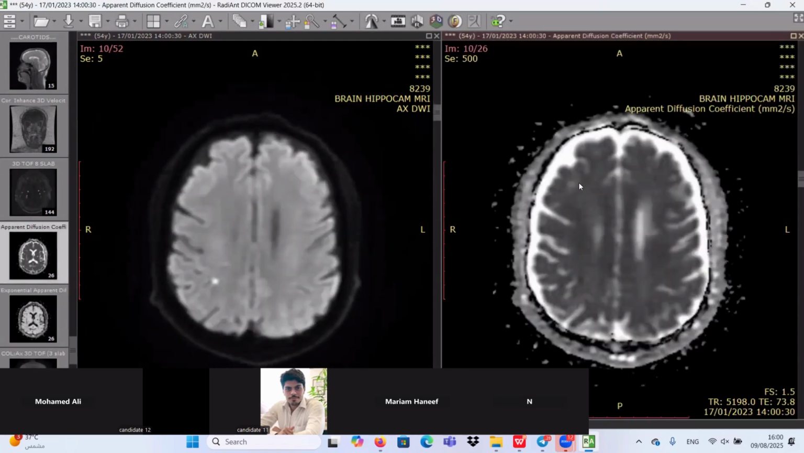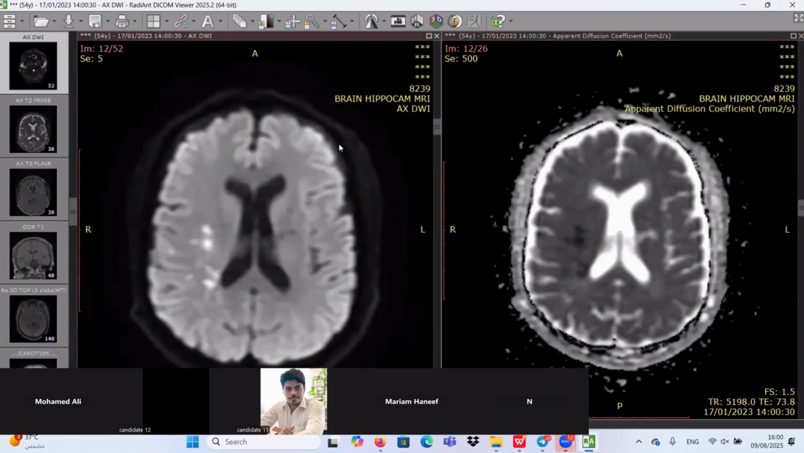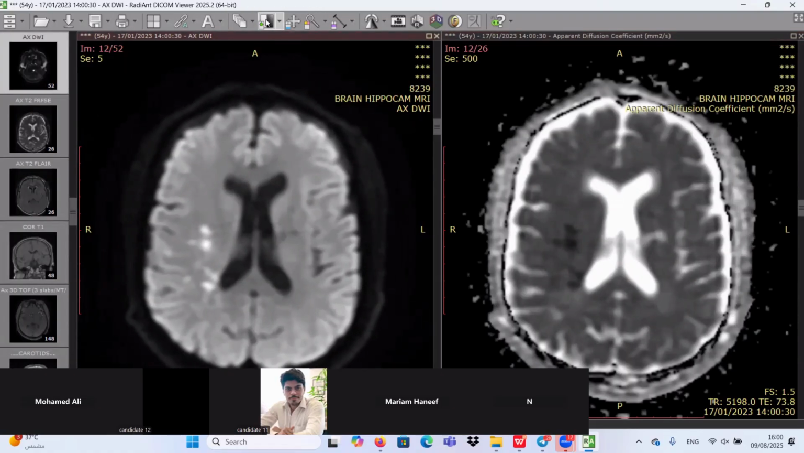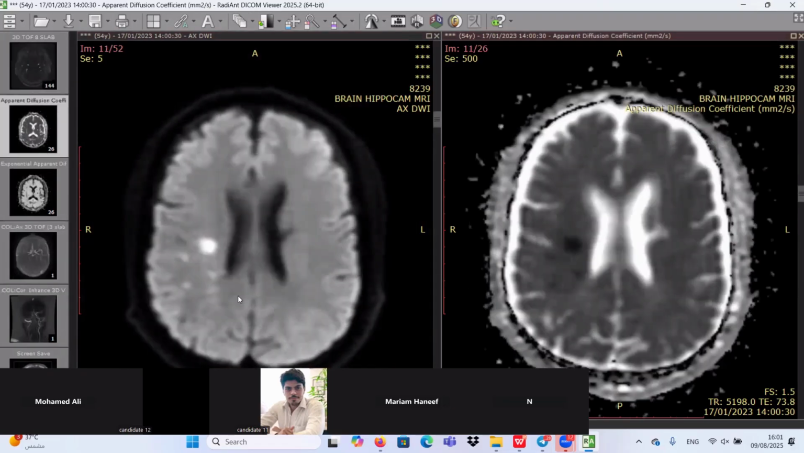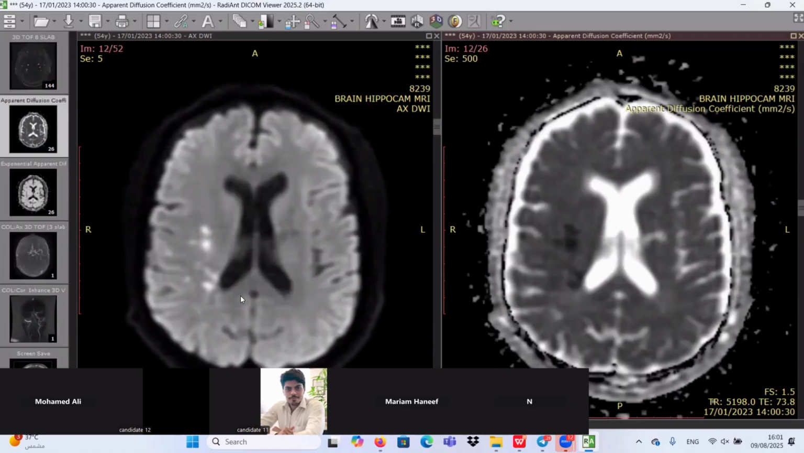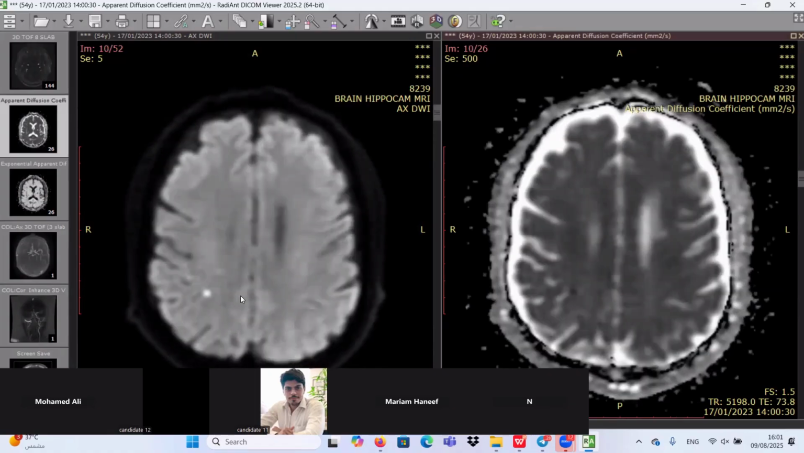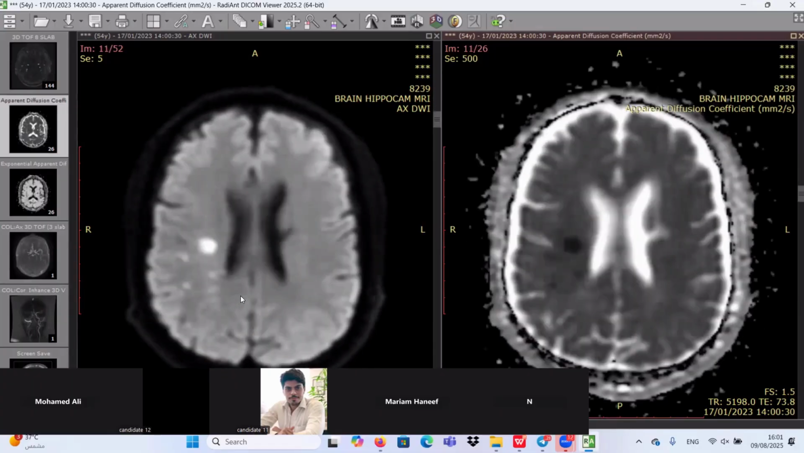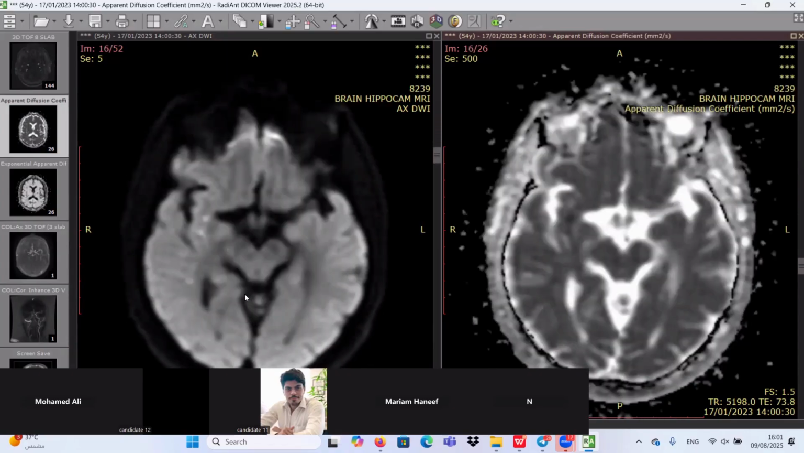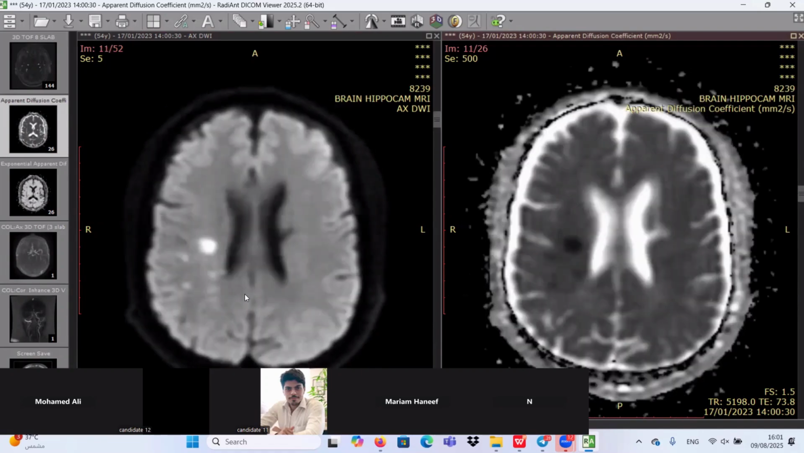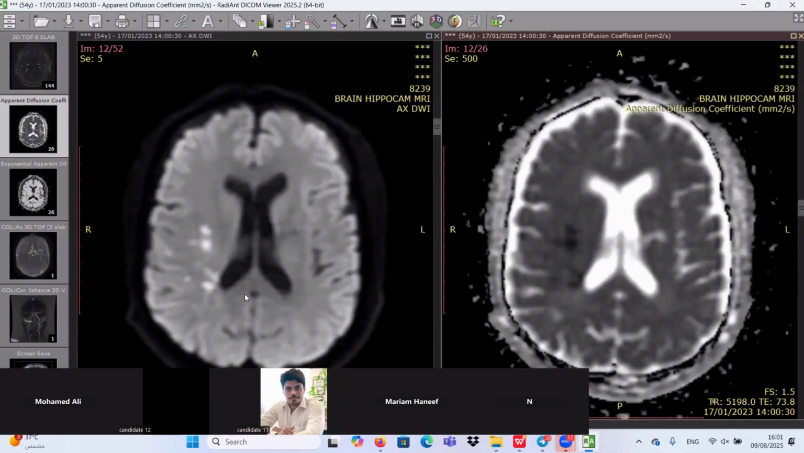Make it here. Okay. Yes, there are multiple areas of diffusion restriction noted in the right paraventricular region. These are in the territory of the right middle cerebral artery. There are multiple areas also noted along the right sylvian fissure. No obvious diffusion restriction on the left side.